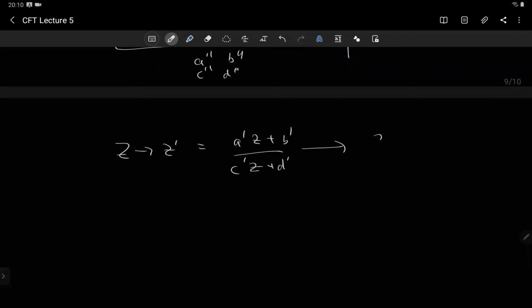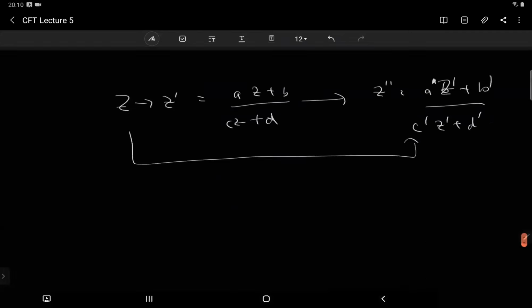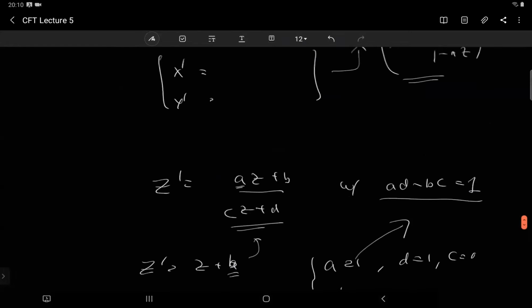conformal transformation, which is z double prime. Sorry, this was A, I think. This is A, B, C, D. Do another transformation, which is z double prime equals A prime z prime plus B prime over C prime z prime plus D prime. And I want to express this as a single transformation from z to z double prime. Is it clear what I'm doing?